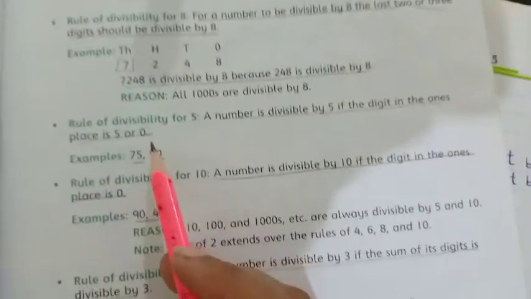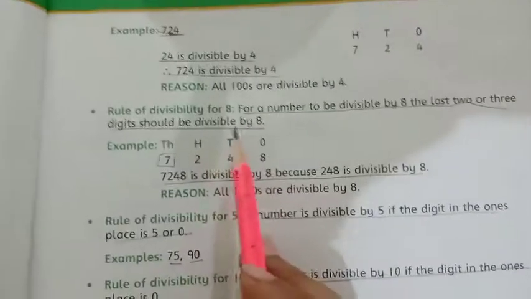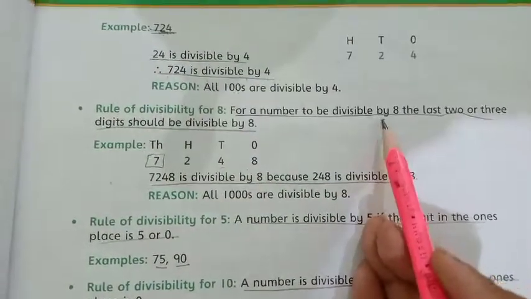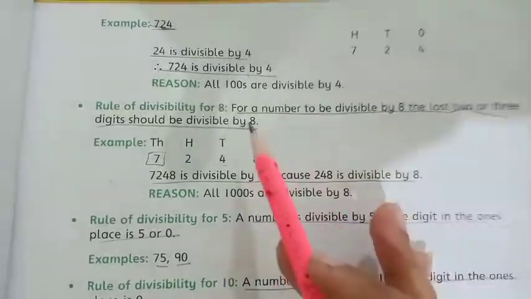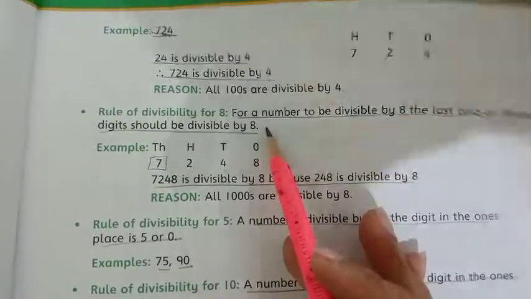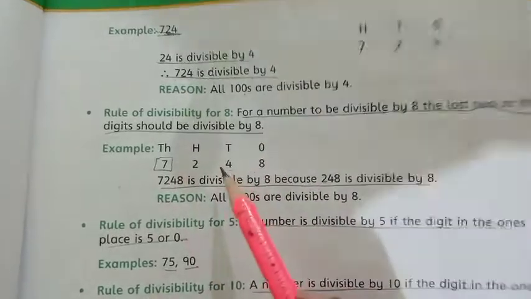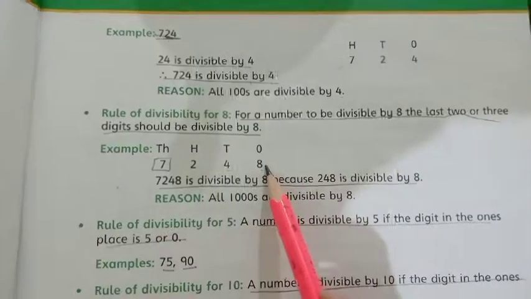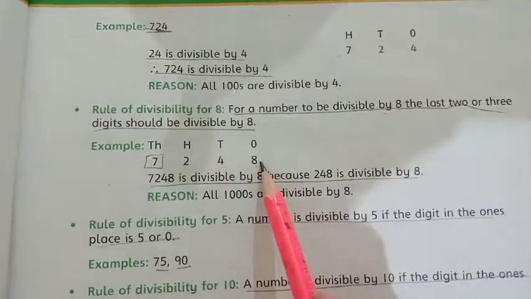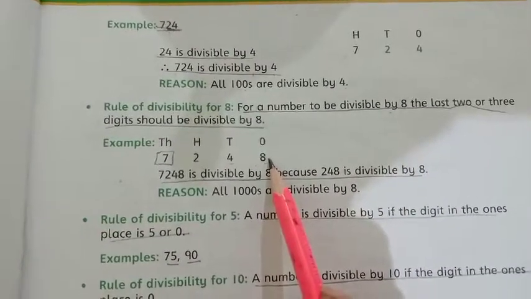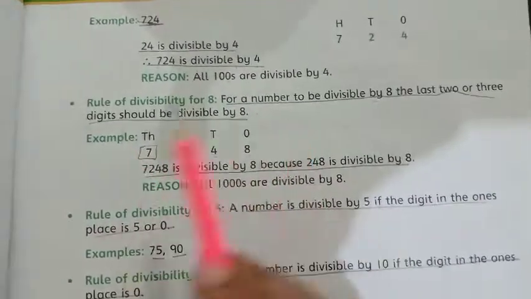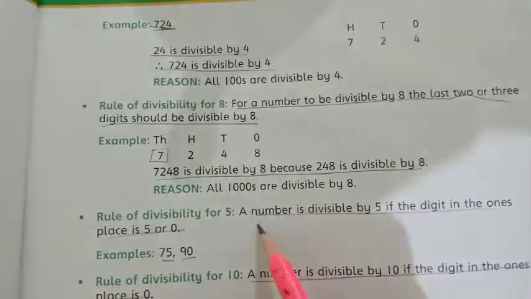Okay, now moving on to the next rule, which is the divisibility rule for 8. The divisibility rule of 8 says that for a number to be divisible by 8, the last 2 or 3 digits should be divisible by 8. It means they should be completely solved by 8. If they go in the 8 times table, it means the whole number will also go in the 8 times table.